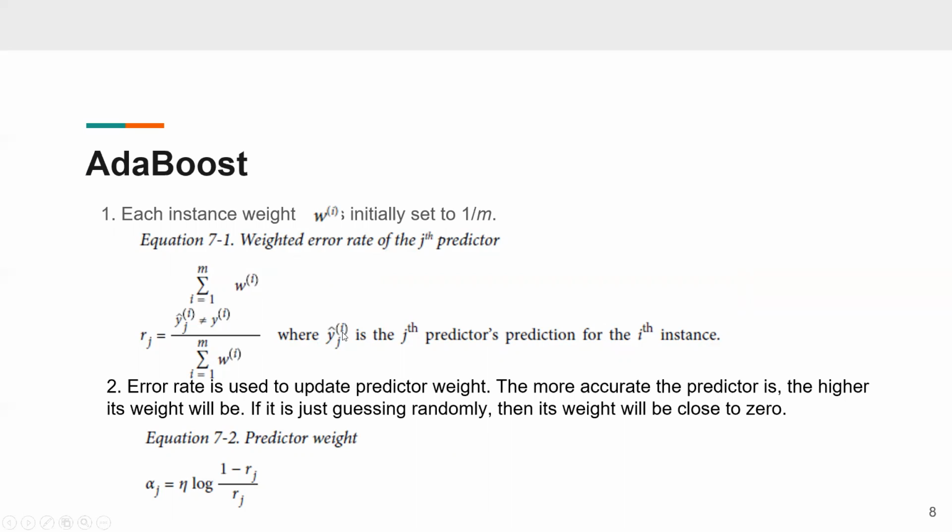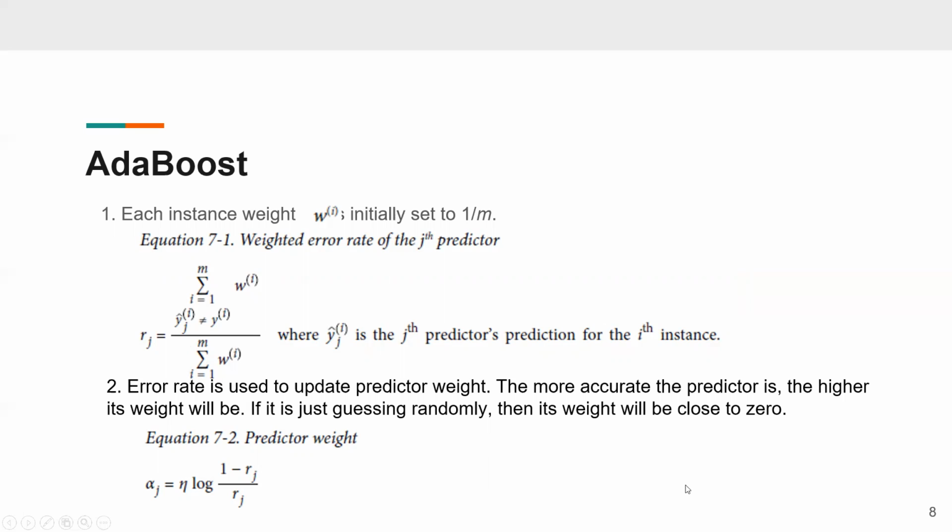the weighted error rate can be defined as follows. yj for this jth predictor for the ith observation is the jth predictor's prediction for the ith instance. If that prediction is not the same as the actual value, then you sum that weight together. So if you have a misclassification, then it should appear in the numerator. And in the denominator would be the summation of all the weights.